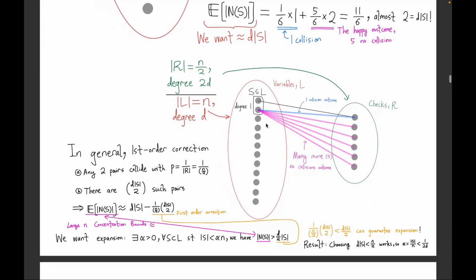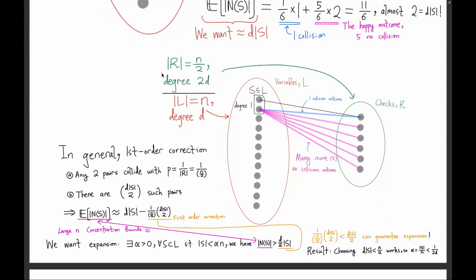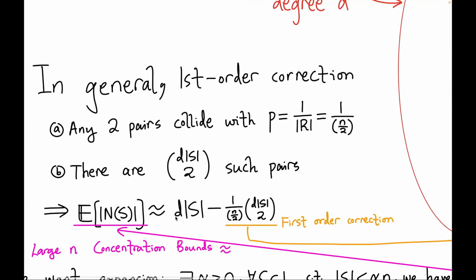Now, if you want to generalize the argument a bit, I'll just quickly run through the argument. Of course, now we consider a concrete number n/2 of checks with degree 2d, and similarly n variables with degree d. And then we once again look at these subsets, and what we're going to have to do is take the ideal outcome. So the ideal outcome is that we have d|S| check neighbors on the right side.